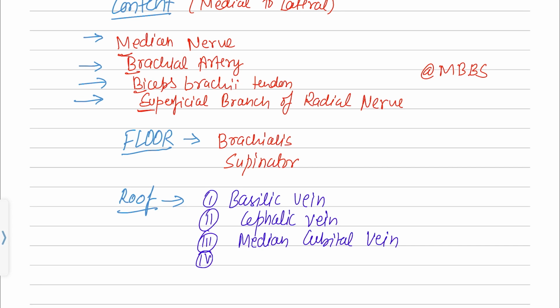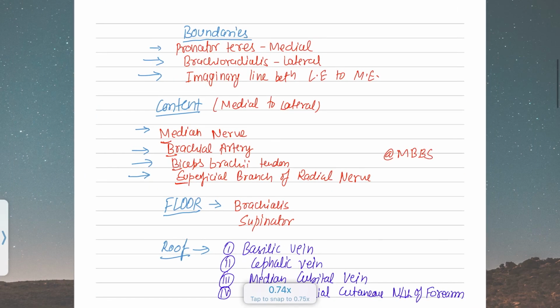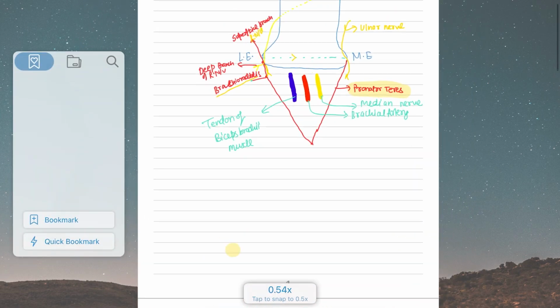And then also write the lateral and medial cutaneous nerve of forearm. If you have just seen the brachial plexus video, you know all these nerves. So let us now move ahead and make a good diagram.